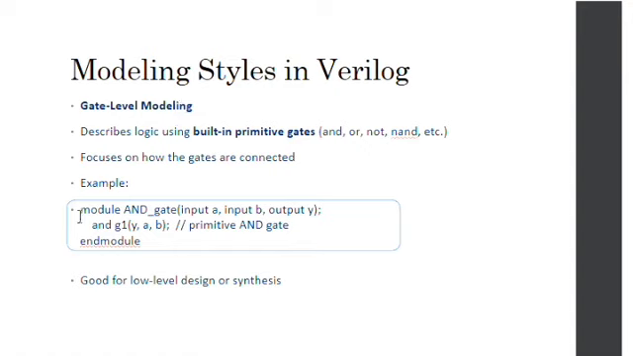First, see this example. Module and_gate defines the AND gate module. Input A, B are two input signals. Output Y will be the output signal. and Z1(Y, A, B) uses the built-in AND gate primitive named Z1 to connect input ports A and B to get output Y.